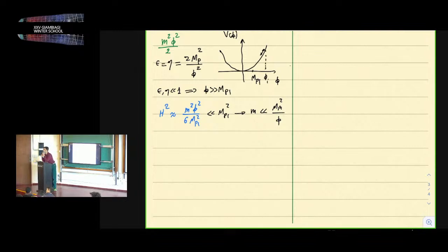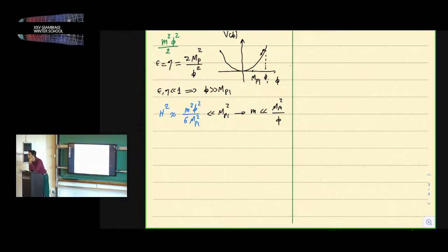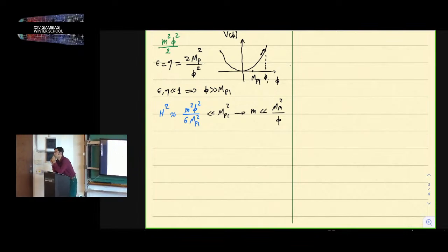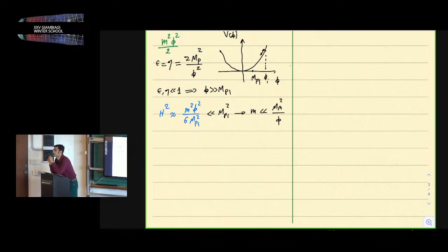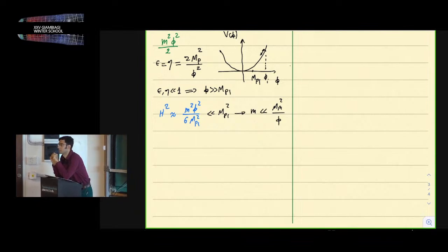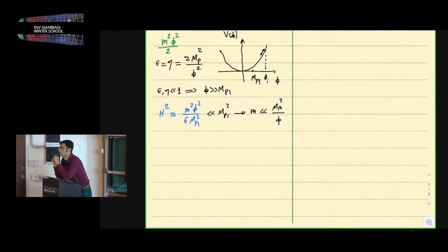So we care about the wavelengths when they are crossing the horizon. Well, eventually, whatever happens in that regime, they stretch to a regime where we know how to deal with them.